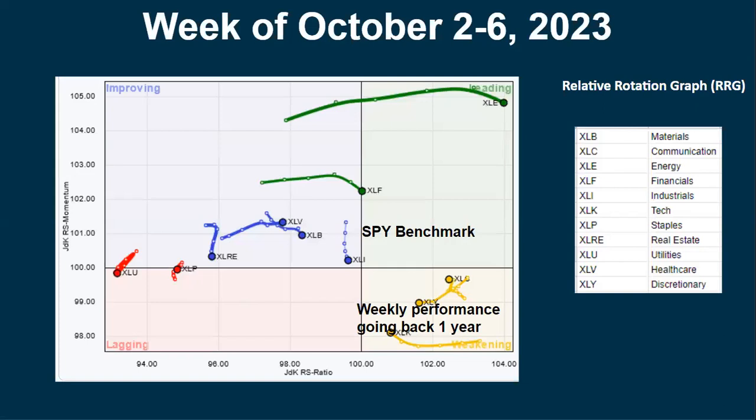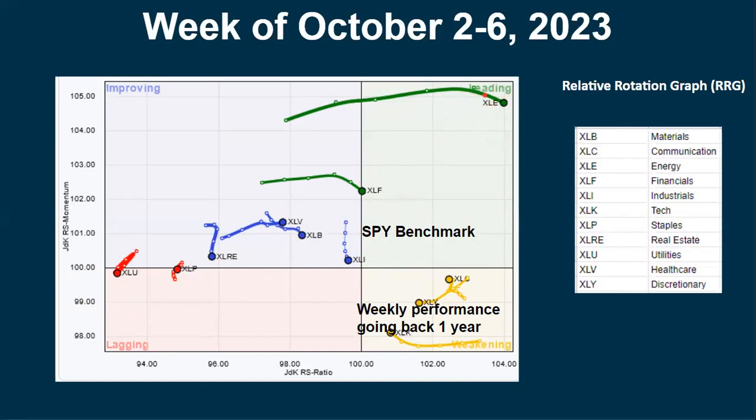Then we look at a thing called the relative rotation graph, and you have to remember back to your geometry class, where going from left to right, you have the x-axis, and then up and down, you have the y-axis. When we're going to the right, that's a +1. When we go to the left, that's a -1. When we go up, that's another +1. And when you go down, that's a -1. Well, when you look in the right-hand corner, this is a +1 score.